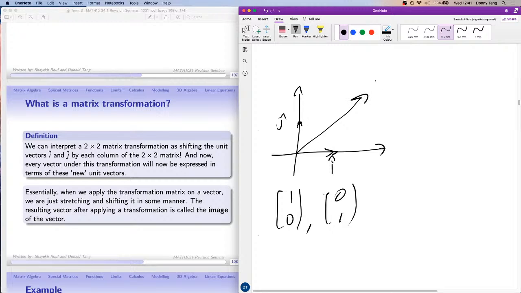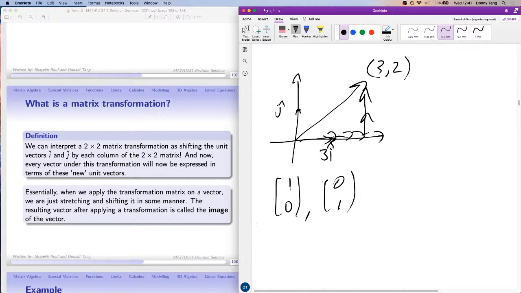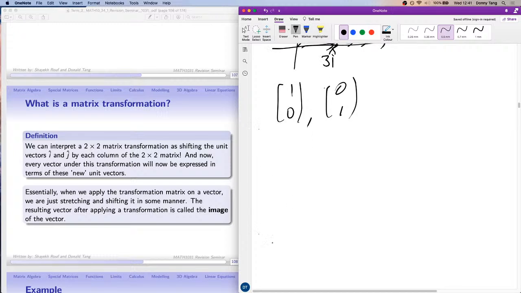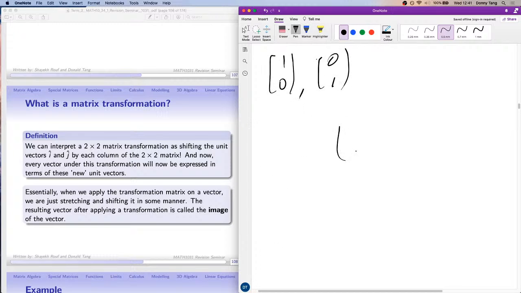So for example, if I had a vector (3, 2), all we're doing is multiplying i by 3, so we're moving 3 across, and then we're moving 2 up, all right? That's all we're doing: multiplying our standard basis vectors. And that's the reason why when we multiply a vector, for example (7, 6), by (1, 0, 0, 1), which is the identity matrix, everything stays the same. It still becomes (7, 6).